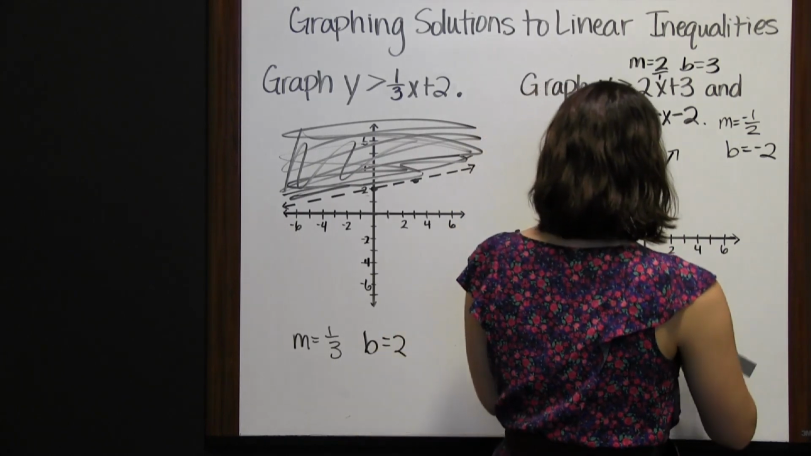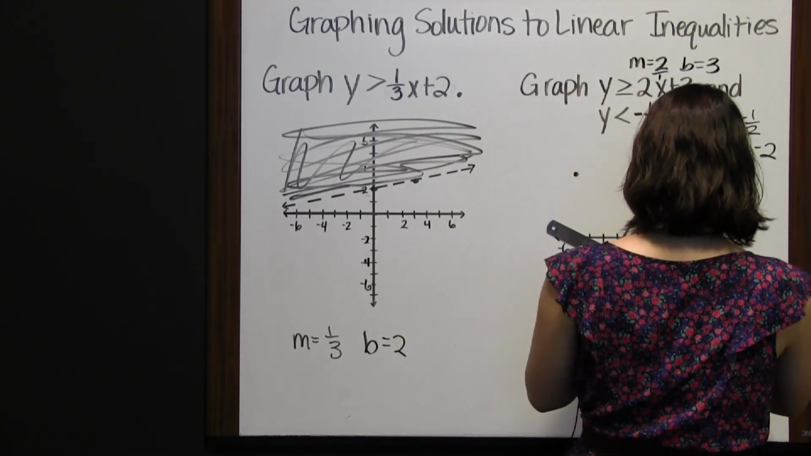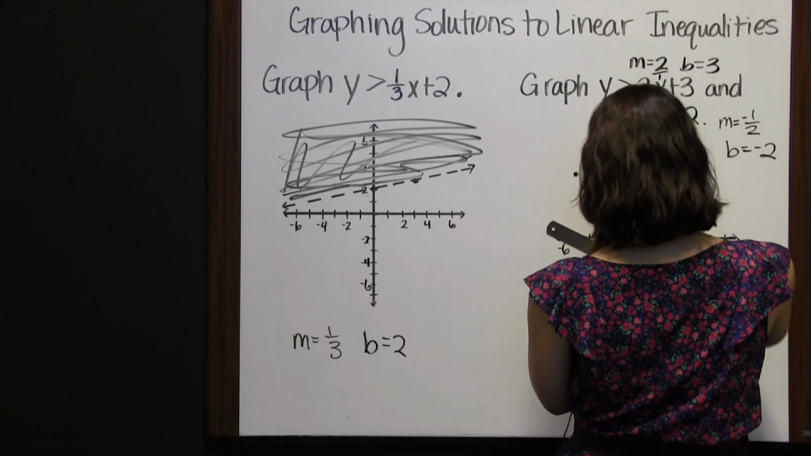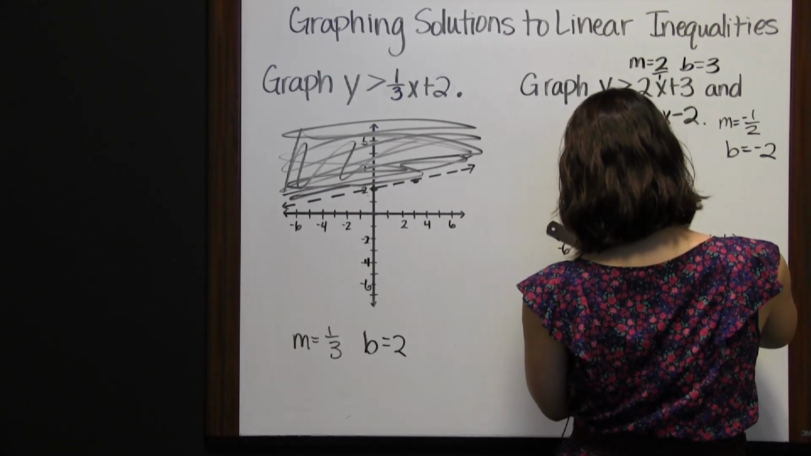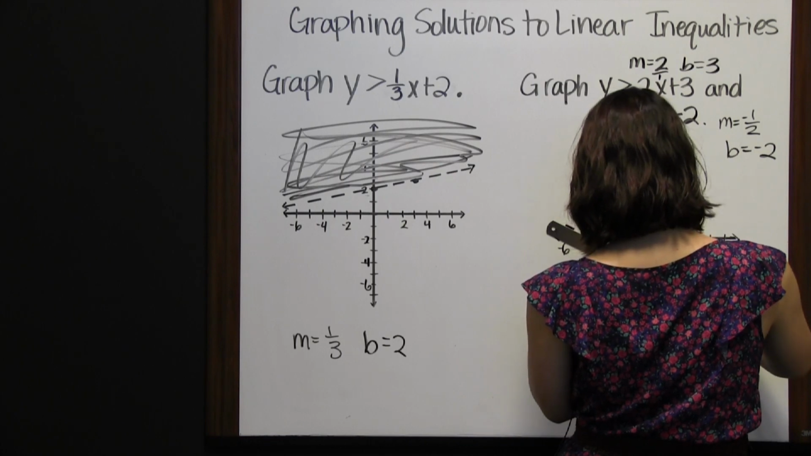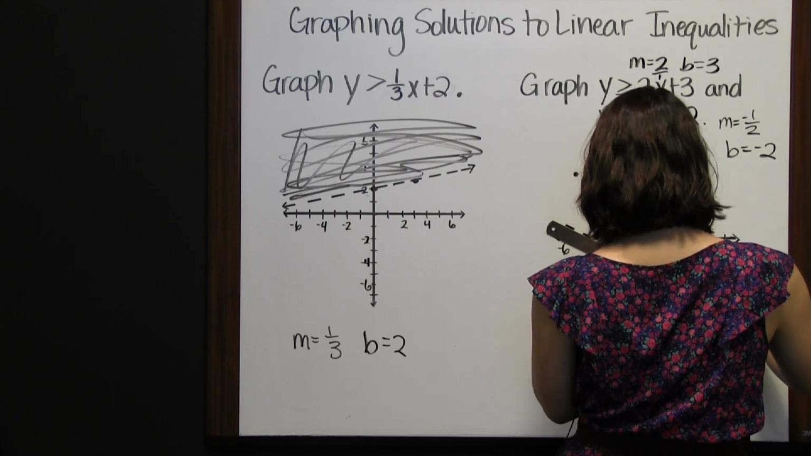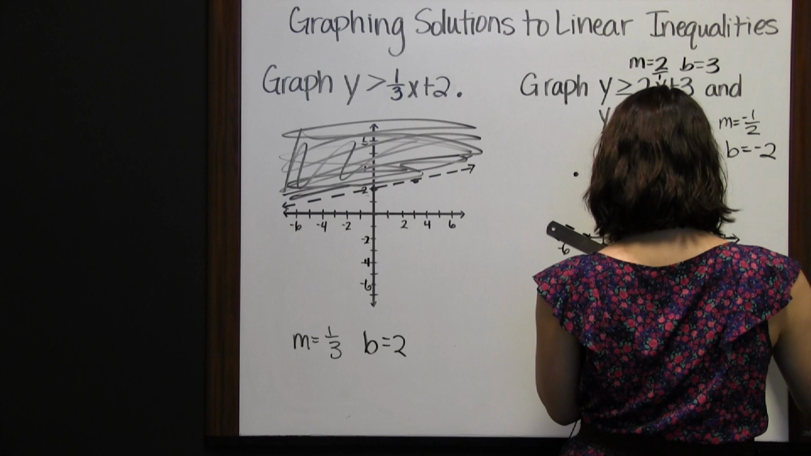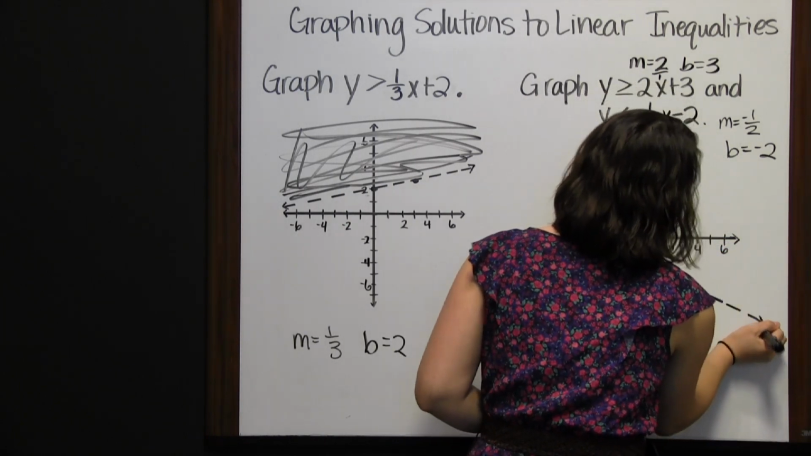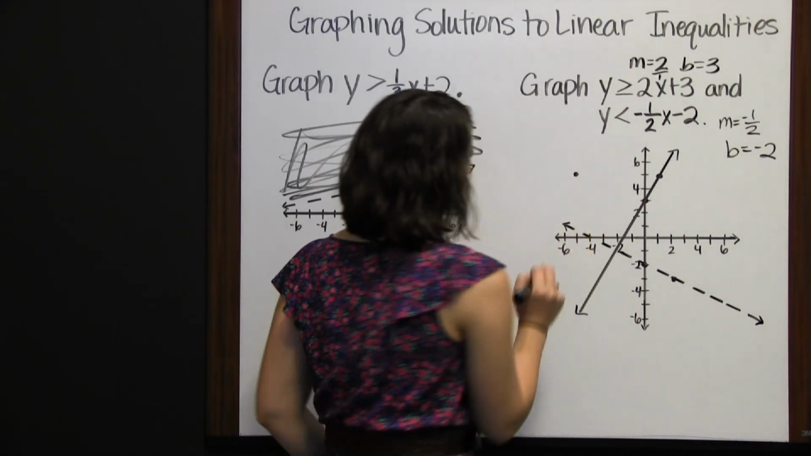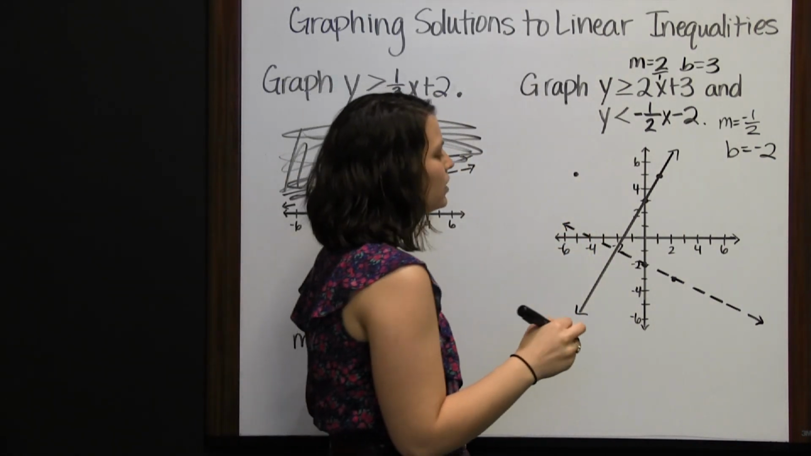And again, this is a dashed line because it's just less than, not less than or equal to. We're going to connect our points with our dashed line, and put our arrows on the end to signify that that line goes on.